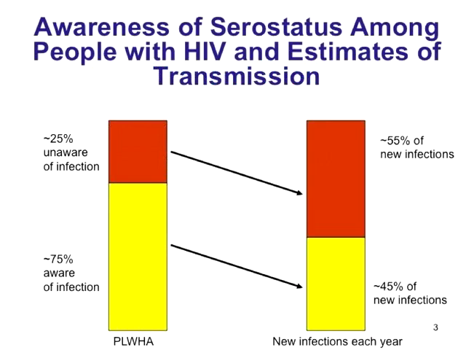So this slide just shows the awareness of serostatus among people with HIV and estimates of transmission. What you see here is that people who are unaware of their infection are contributing disproportionately to new infections each year. It's important to note that these estimates are based on studies involving several populations and jurisdictions, and may be different for gay men, who have a relatively higher rate of HIV testing.